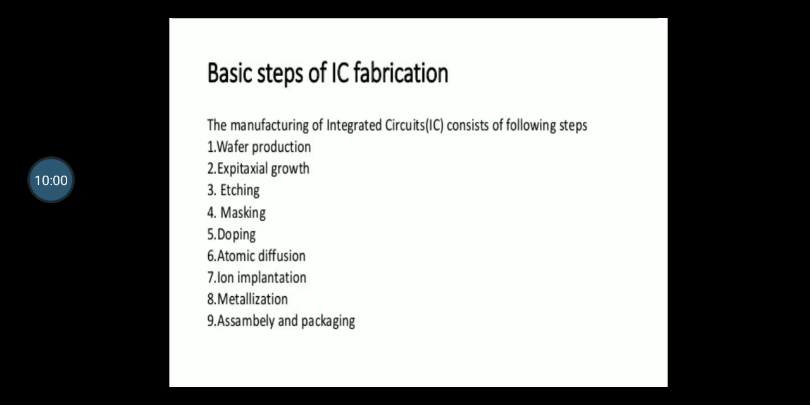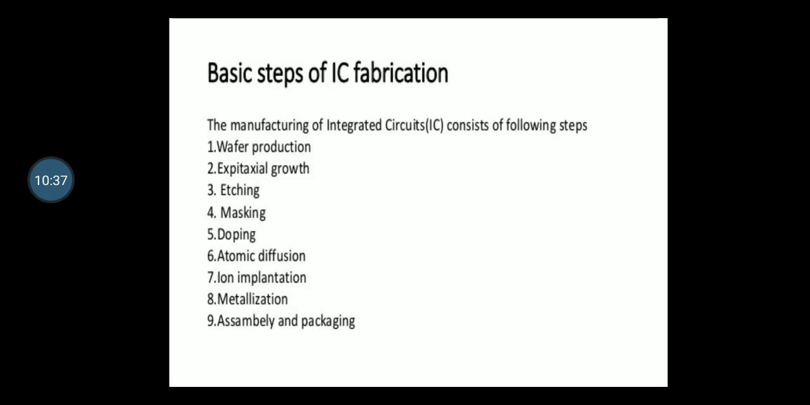Next one is doping. Doping is nothing but the diffusion of impurities into the silicon wafers. And next one is the atomic diffusion. Atomic diffusion includes diffusion of impurities into the silicon. It is the other technique to introduce impurities into the silicon wafer. It is performed at low temperature. Next one is the ion implantation and isolation technique.